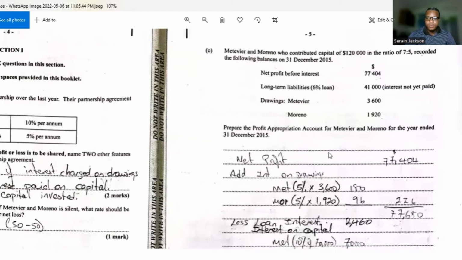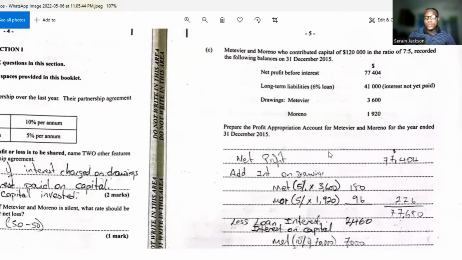Looking at this, you know how the appropriation account should look. If you're going to be sitting the exam, you should have the format in your head by now. So we start with net profit, and this is the net profit figure before interest. After you put the net profit figure, you could subtract the interest. You could say less loan interest, you could put it here. But I decided to put the loan interest down here.